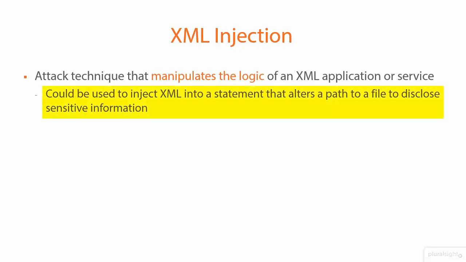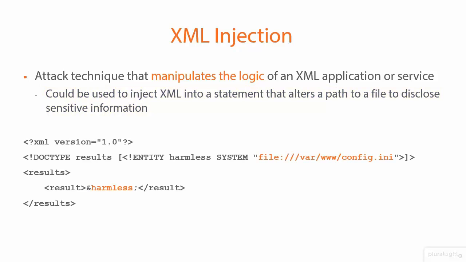It can be used to inject XML, this type of query, into a statement that alters the path to a file or to disclose sensitive information. So as an example, here we have an XML query, and it might say we want to return whatever. Typically, the XML variable is going to just return a piece of text or some type of information that the designer obviously intends.